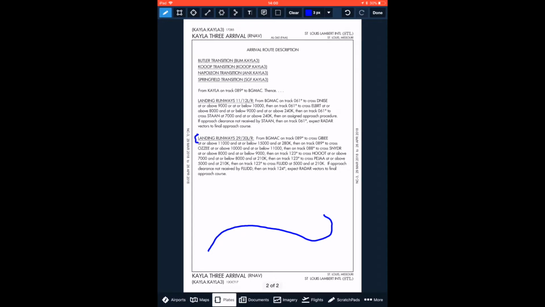For example, if you're landing to the south on 29, 30 left, or 30 left or right, then you will follow all these instructions. They give you the fixes, the course, altitudes, and speeds, all the way into Flood, which is the last on the graphical STAR, and then they tell you to expect radar vectors to final approach course.